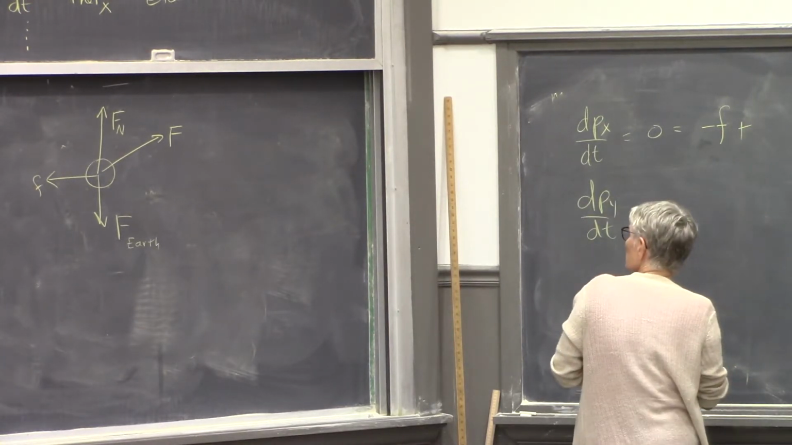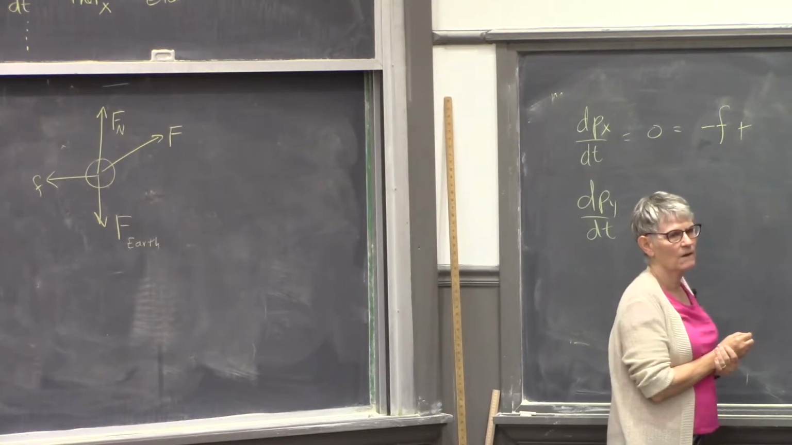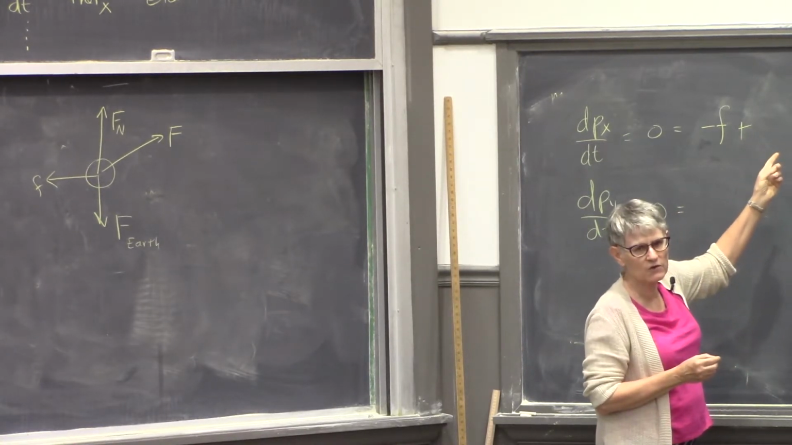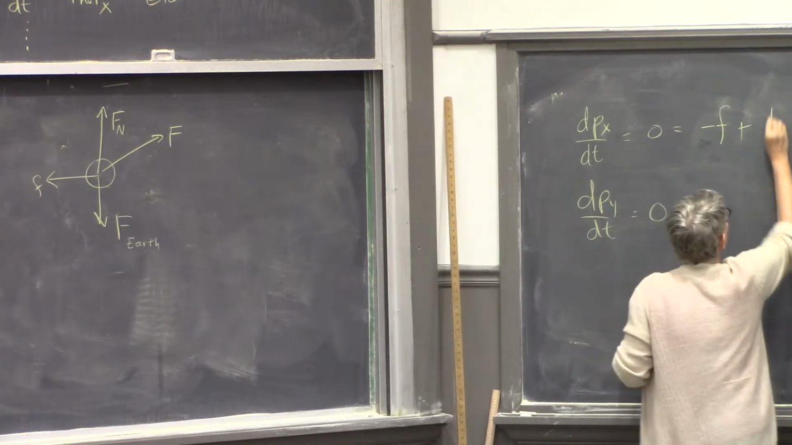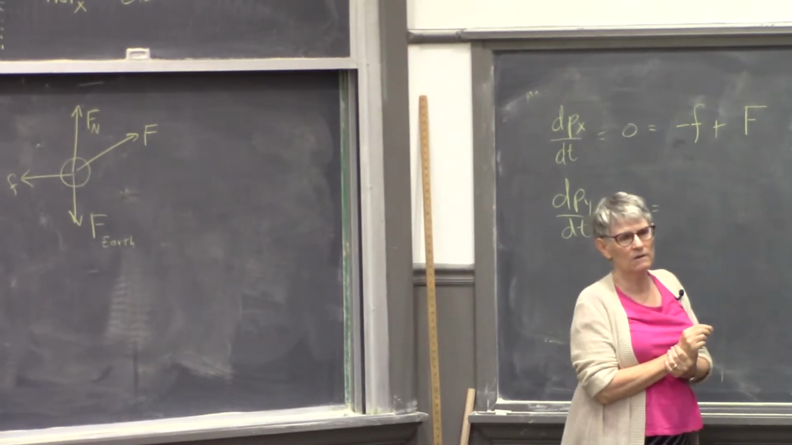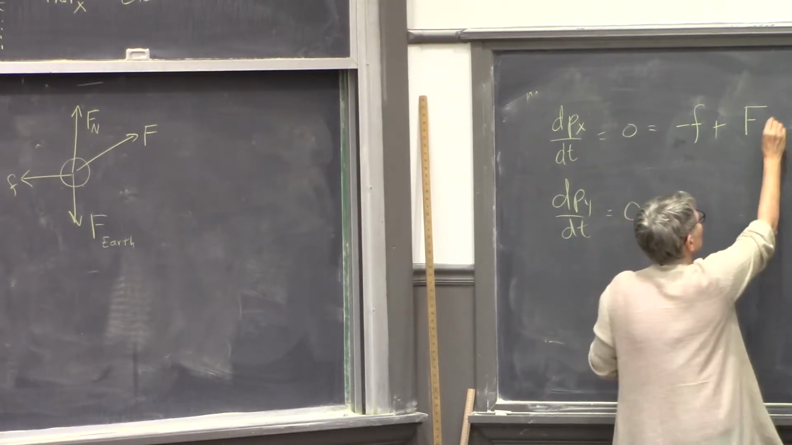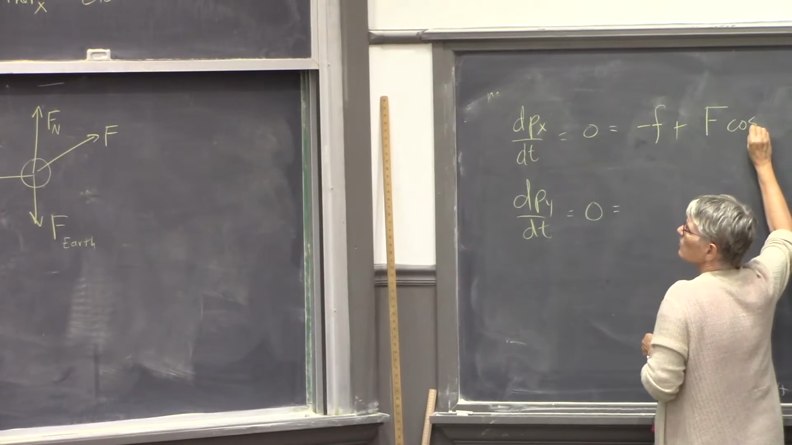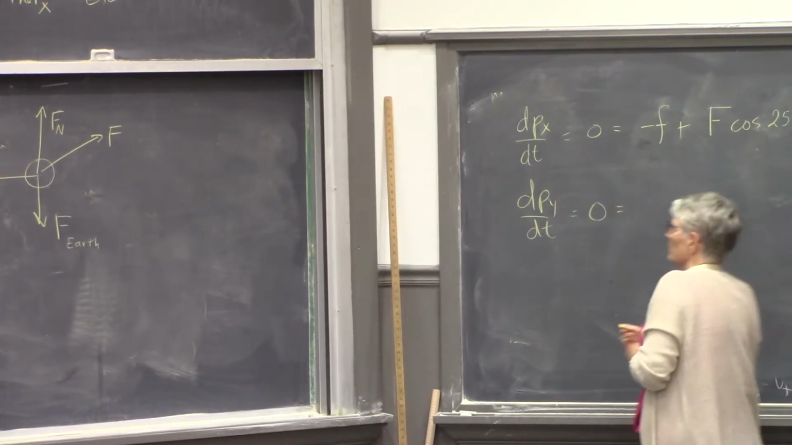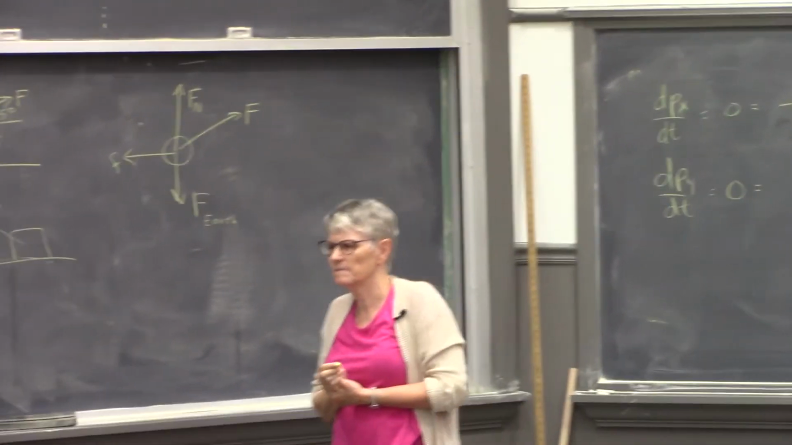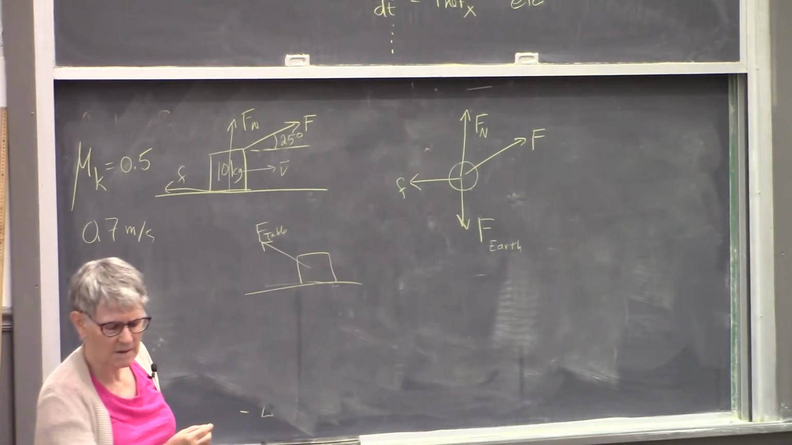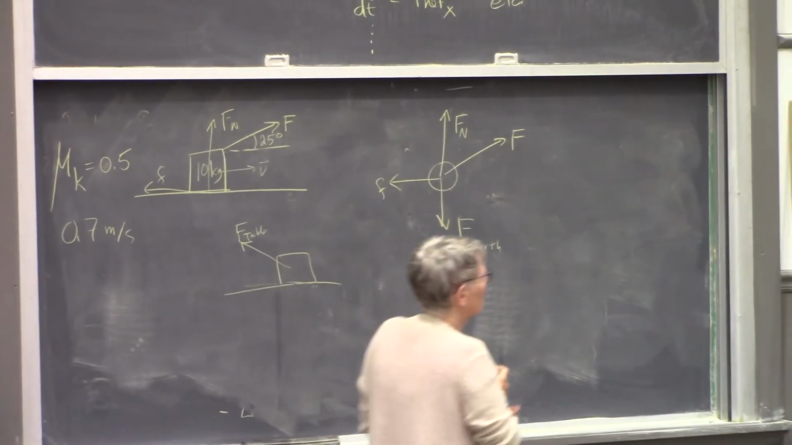Then the thing that goes in that direction is the x component of the pulling force, right? And so that's going to be the magnitude of F times what? Cosine of whatever our angle was, 25 degrees. Is that it? Okay.